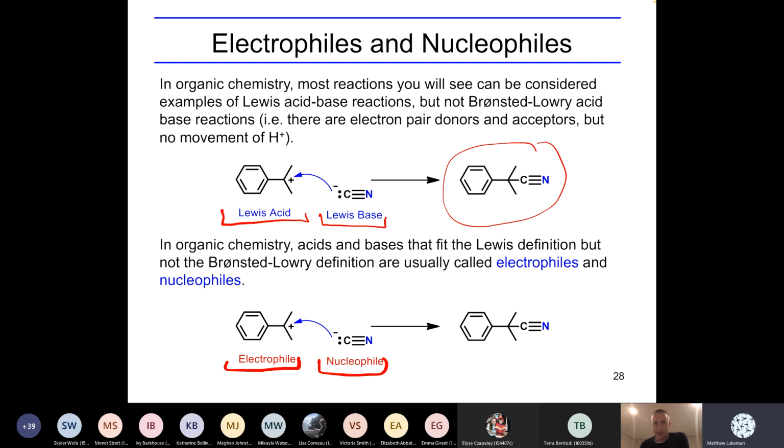I just noticed some irony on this slide. Cyanide is the compound that killed Lewis. He died by inhalation of hydrogen cyanide. So it's not called a Lewis base because it killed him. It's called a Lewis base because it's donating a pair of electrons.